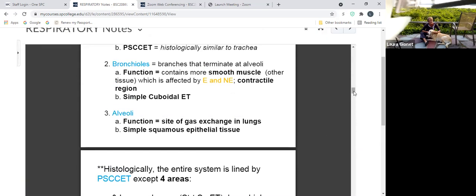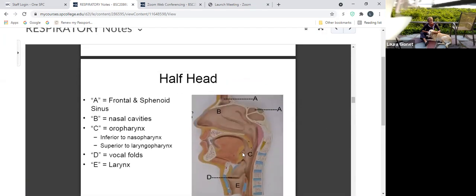Okay. And now we are moving on to some models. So here we have the half head. We looked at the tonsils at C when we looked at the immune system, but we also have A that represents the sinus cavities. Technically you have the frontal and the sphenoid sinus cavities. You have the nasal cavity here at B, and anteriorly you would have the nares or your nostrils, right? Level with the tongue, C, you have the oropharynx, and then you have the laryngopharynx inferior to that.